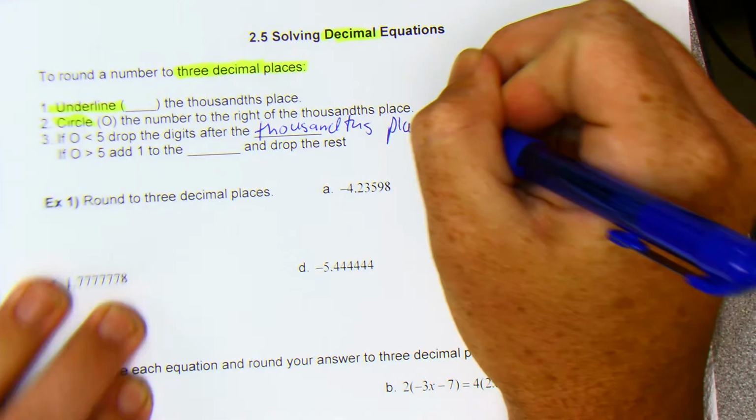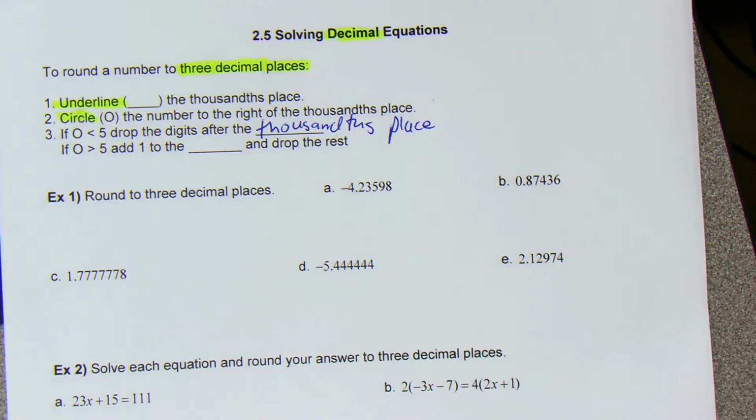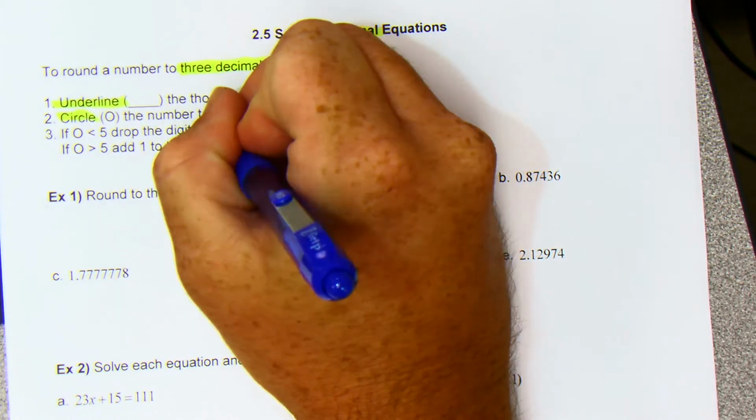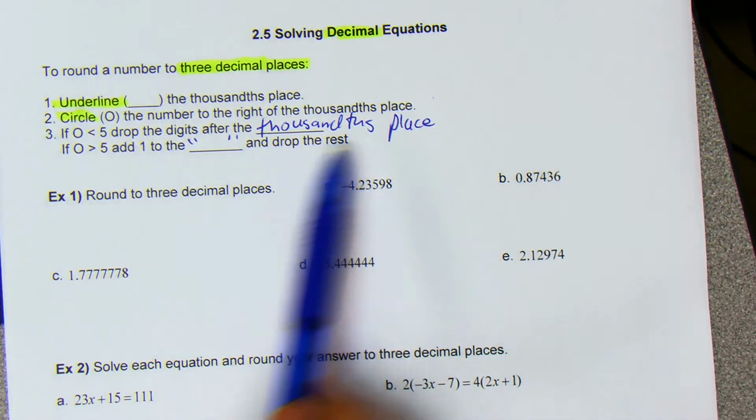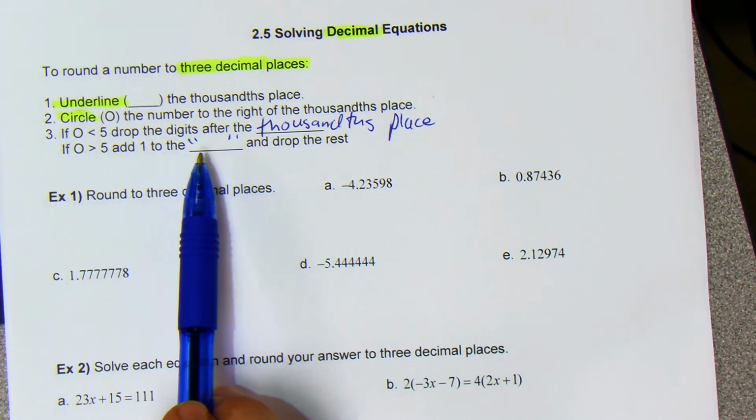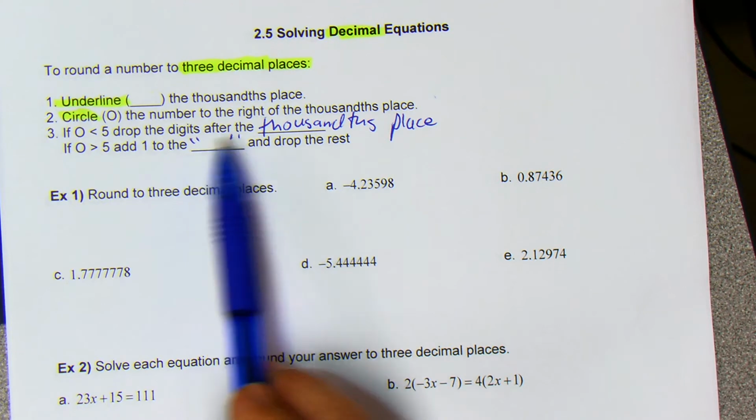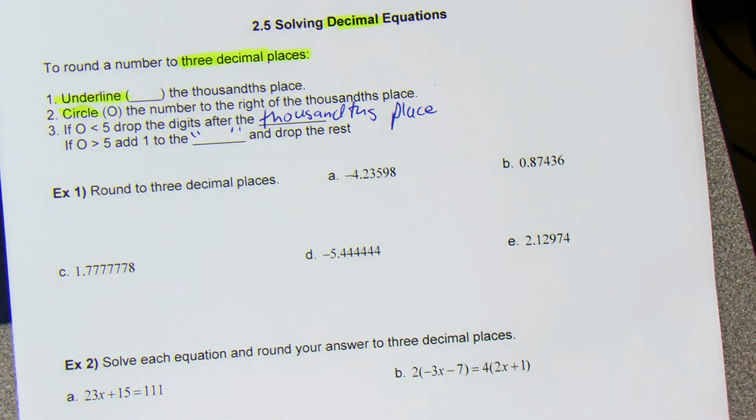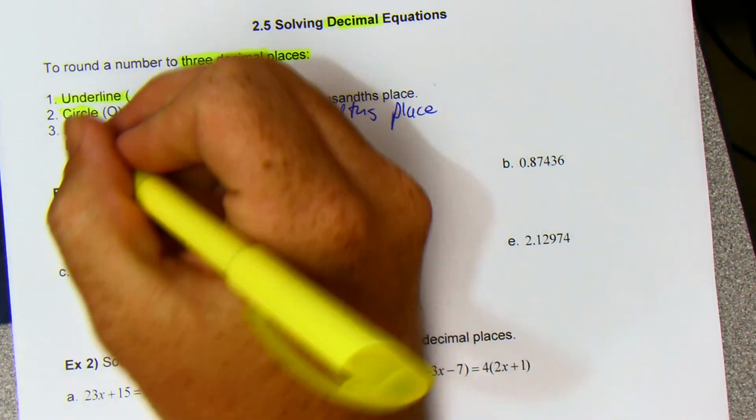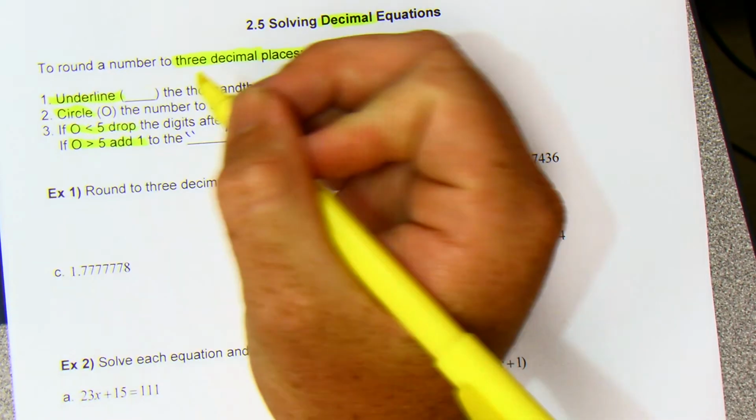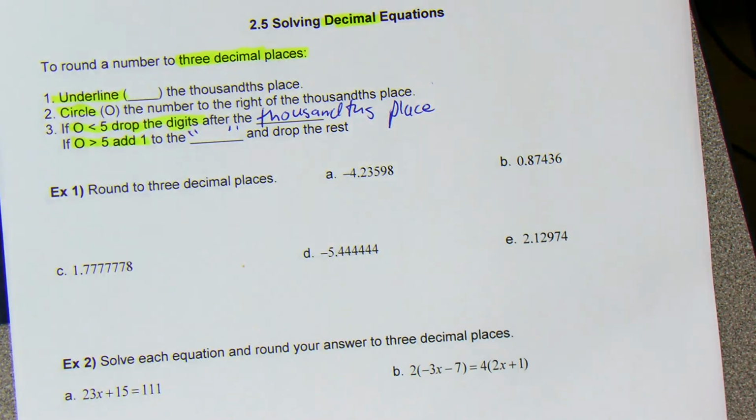And then if the number we circled is less than 5, drop the digits after the thousandths place. So if it's 1, 2, 3, 4, or 0, then we will drop all the digits after the thousandths place. If the circled number is greater than 5, we add 1 to the thousandths place and drop the rest. The quotation marks mean the same thing as the rule above, since I can't fit thousandths place right here. Those are our big rules for rounding.